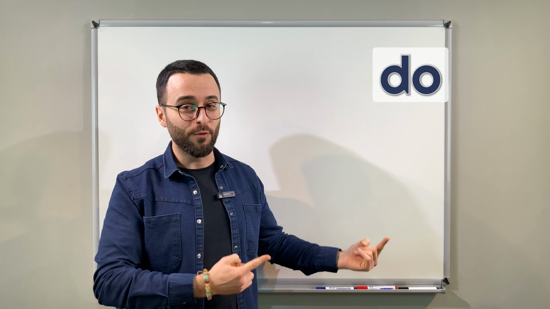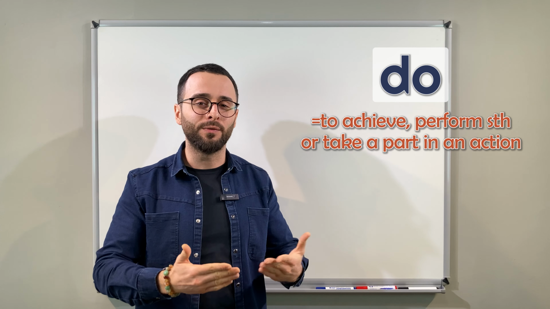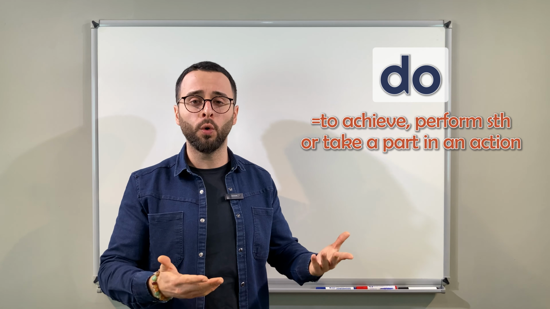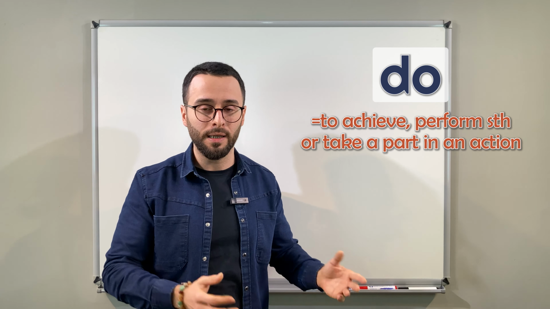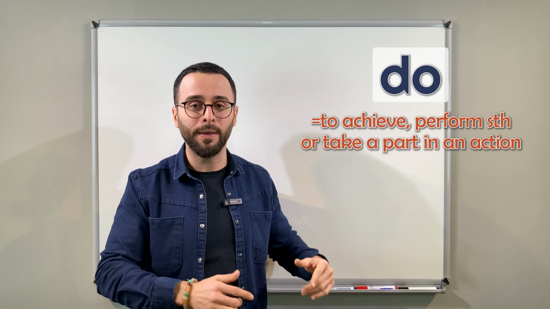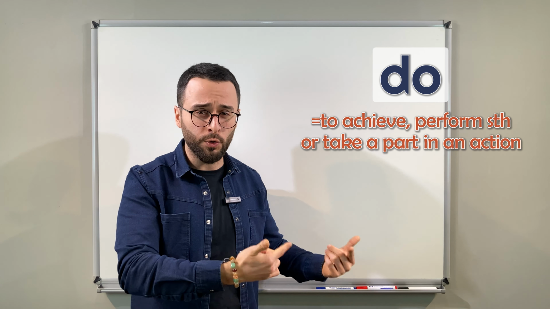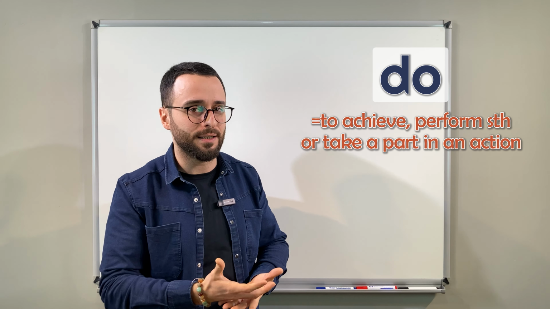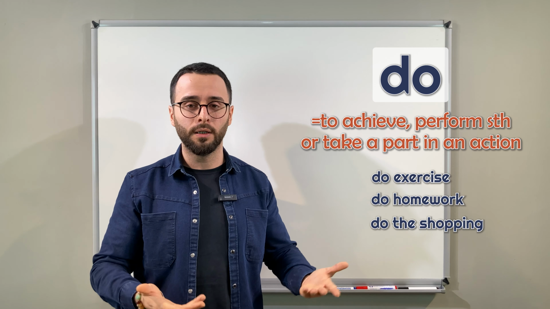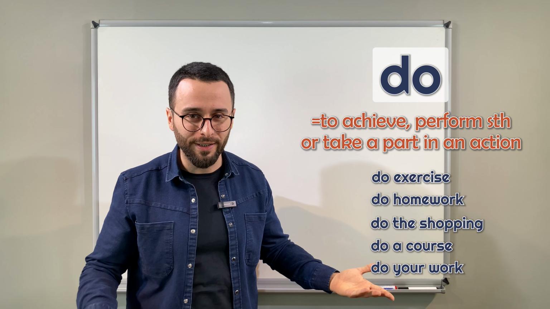And do. We will use this verb to talk about something which already exists, like completing a task or work or performing general activities. But we do not produce or create anything this time. These things that we use do to talk about are already existing, like do exercise, do homework, do the shopping, do a course, do your work.